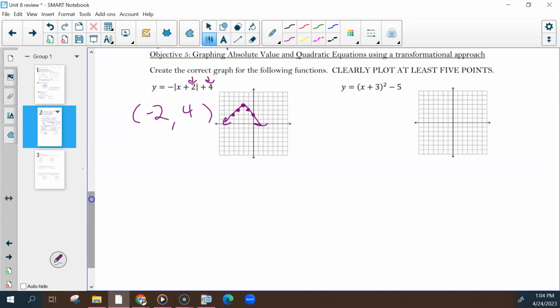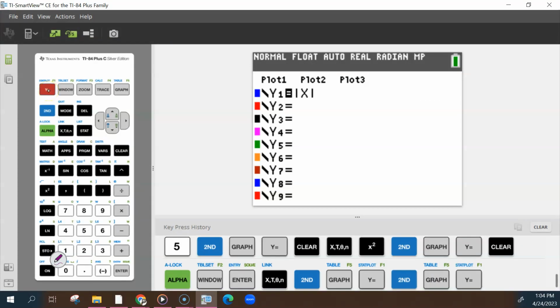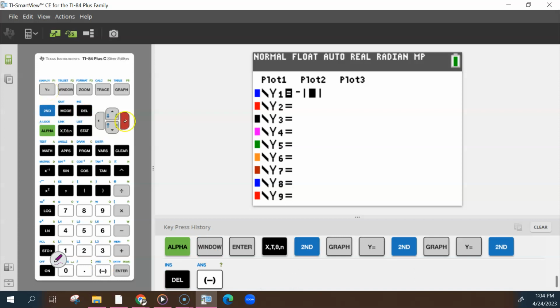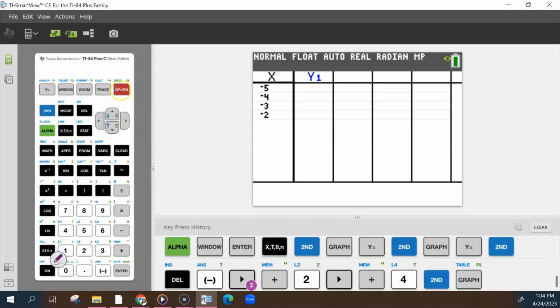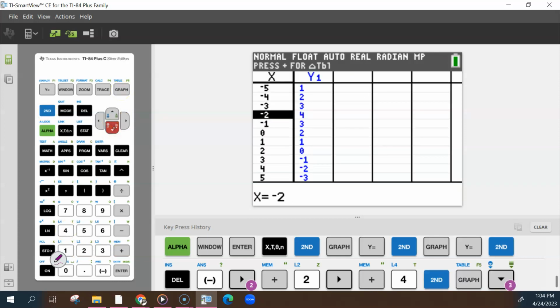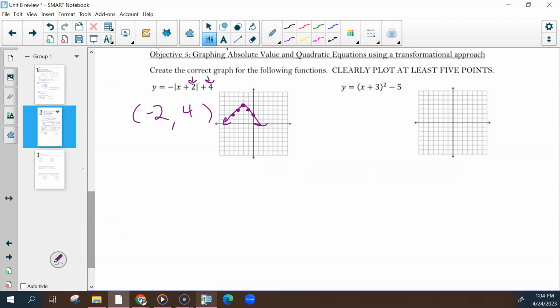If you want to double check it, or if you are doing this in the calculator to begin with, put that all in. Look at your table, find your vertex, and then plot points out from there. And they should be the same. So it goes down to 3, goes down to 2. As long as that matches, you're good. Alpha window. Are there questions on that one?